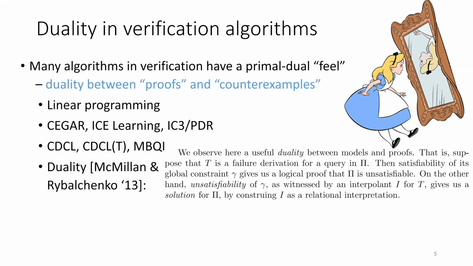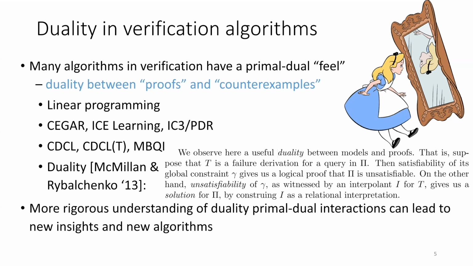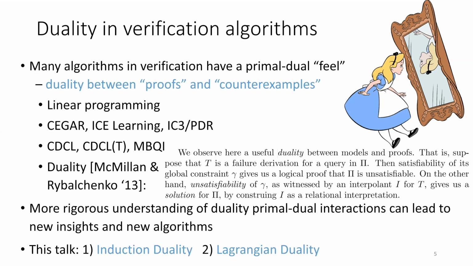And it also expressed this observation that there is a useful duality between models and proofs. Many of these tools simultaneously search for a proof and a counterexample, and these two searches guide each other. The motivation for this line of research is the hope that a more rigorous understanding of this could be useful.